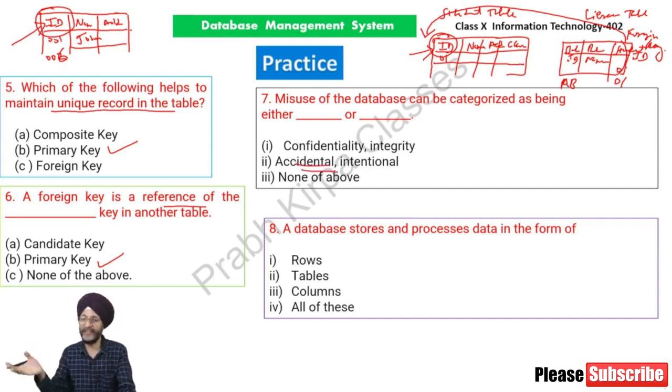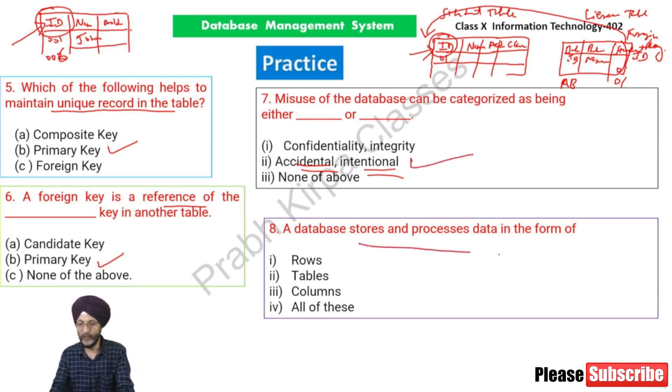We have wrongly sent and this has been misutilized. So this is the accidental misuse of database. There was no intention on our part to misuse the database. On the other hand, if there is an employee who has wrong intentions in his mind, he misuses the data for money, or on account of revenge against the organization. This is called intentional. So misuse of data can be either intentional or accidental. So this is the answer.